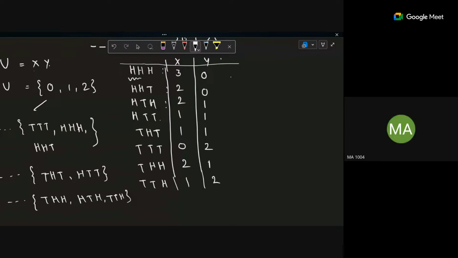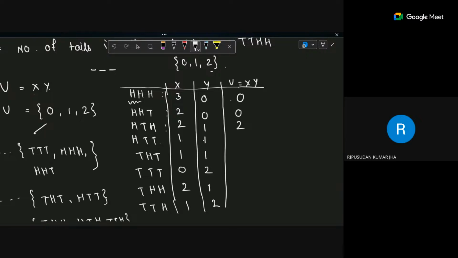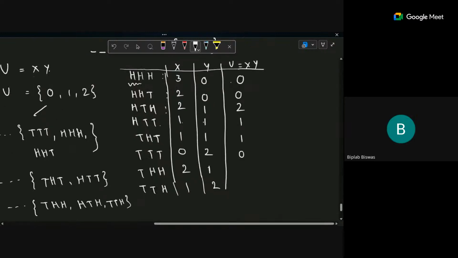So what's the product then? That's nothing but your U, right? U is equal to X into Y. Just take the product: 3 into 0, 2 into 0, 2 into 1, and so on for all the cases. In this, U will take 0, 1 and 2, but we have to select the unique set here. So the unique values will be 0, 1 and 2.